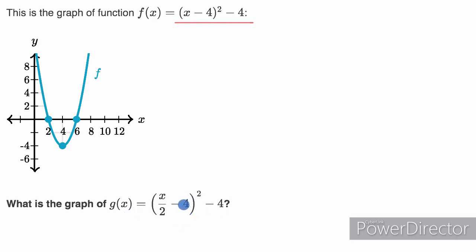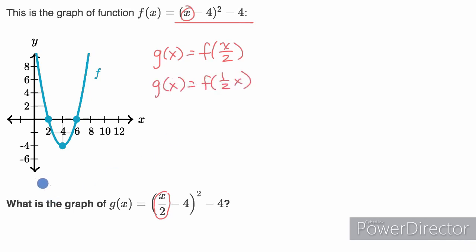All right, the key is to figure out the relationship between f of x and g of x. And what we can see, the main difference is instead of an x here in f of x, we have an x over 2. So everywhere there was an x, it's been replaced with an x over 2. So another way of thinking about it is g of x is equal to f of not x, but f of x over 2. Or another way of thinking about it, g of x is equal to f of 1/2 x.